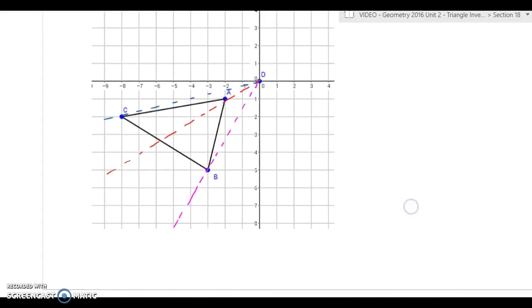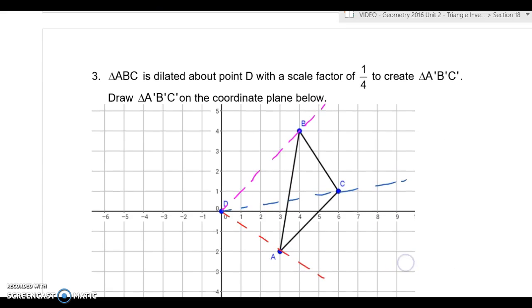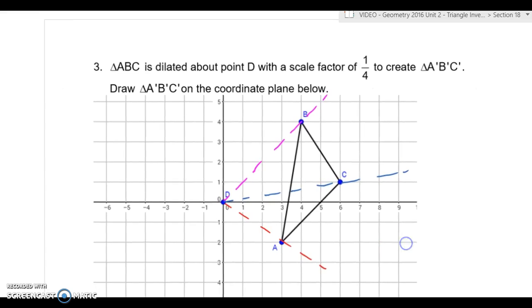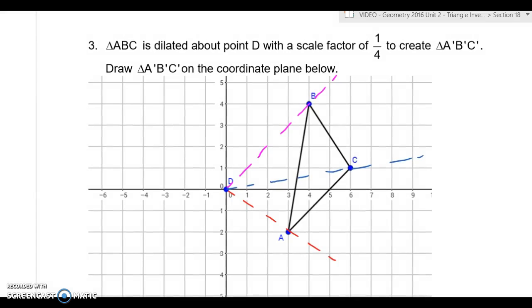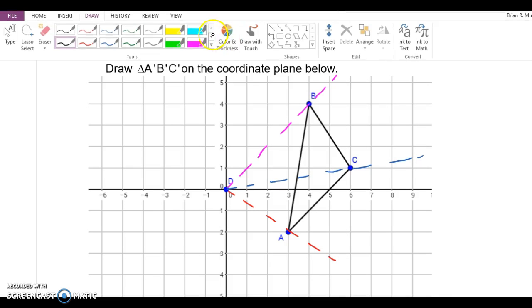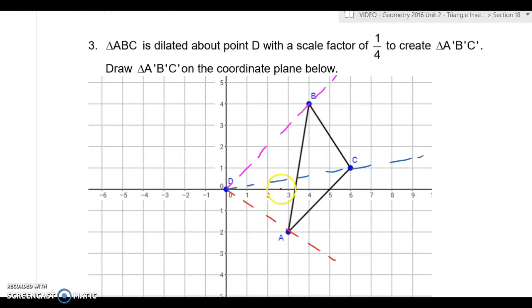Let's look at a more challenging one. Let's do number 3 here. We've got a scale factor of 1/4. We're going to use that to create our image. So again, I'm going to look at my points, look for some nice convenient points. In this case, I'm going to start with point B because that's the easiest one to work with. If I have a point at 4, 4, and apply a scale factor of 1/4, I can take 1/4 of my x-coordinate, so that would be 1, and find where that is on the line, so it's right there. So there's my B prime.